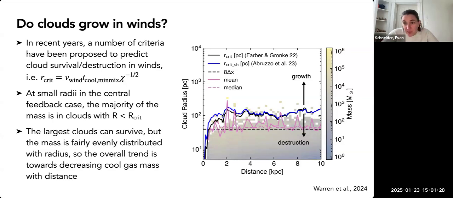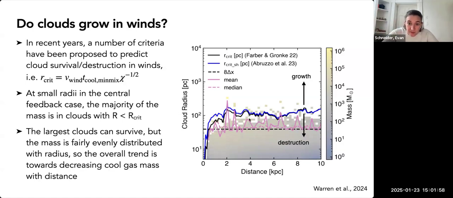As a result, we think that may be one of the reasons that we see relatively few large clouds further out in the central feedback simulation. On the other hand, this critical radius stays pretty flat. So if a cloud is able to survive, like these, it should continue to survive and grow. In this simulation, we actually see that the largest clouds that are driven out can survive.